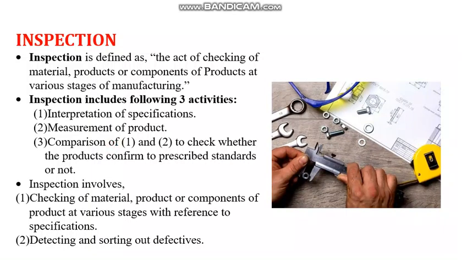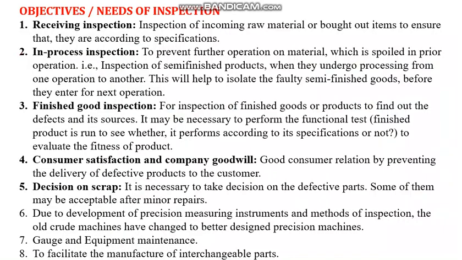Now let us see the objectives or needs of inspection. First is the receiving inspection. Receiving means we are receiving the materials, the raw materials which are used for making the products. Those raw materials are inspected. That is called as receiving inspection. Inspection of incoming raw material or bought out items.